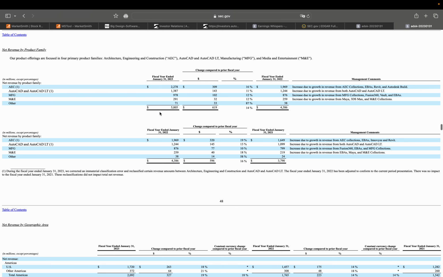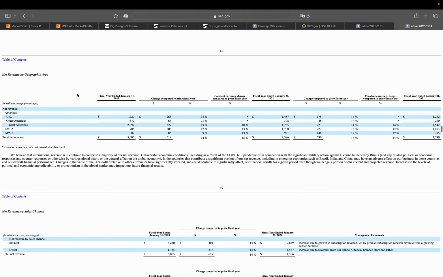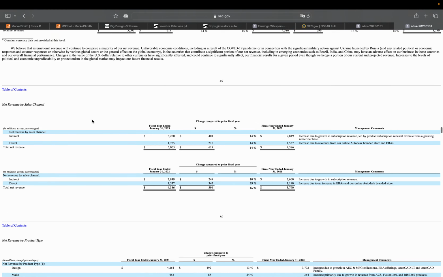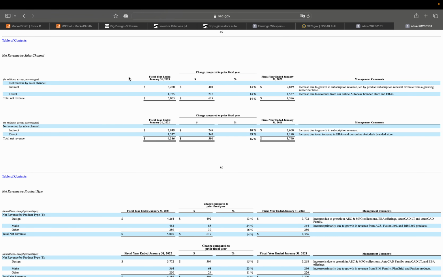So what's the percentage among the different products in terms of revenue, right? Yeah, net revenue. Okay. And what's the percentage among the different geographic areas: the U.S. and other Americas, EMEA, which is Europe, the Middle East and Africa, Asia Pacific, and so forth. Okay, so that's one thing I do.